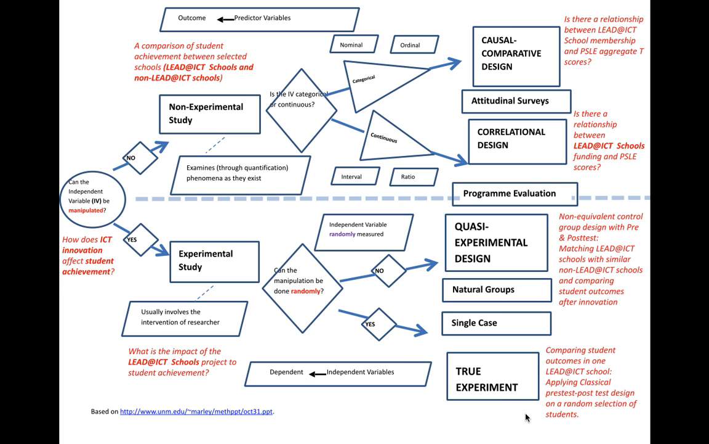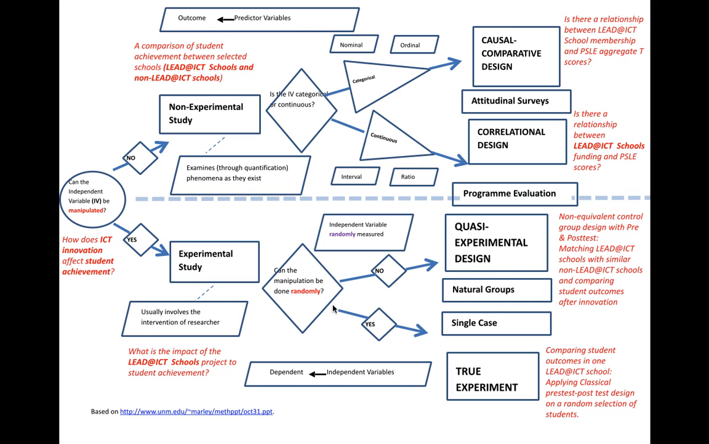An example of that would be comparing student outcomes in one lead at ICT school, applying a classical pre-test, post-test design on a random selection of students. So it's a classical pre-test and post-test design. There's some misspelling here. If the manipulation cannot be done randomly, no, then what can happen is that the independent variable can be non-randomly measured. And in this case, we're looking at quasi-experimental designs.